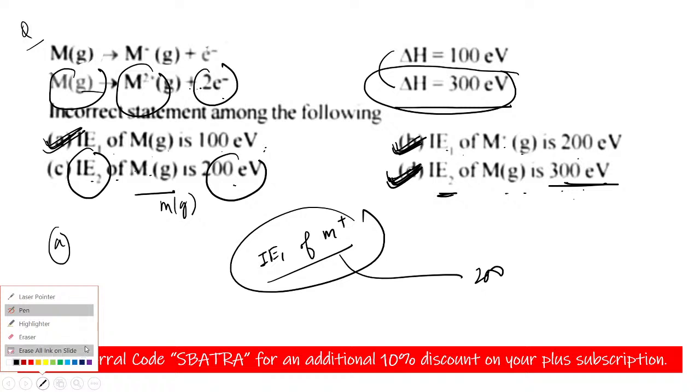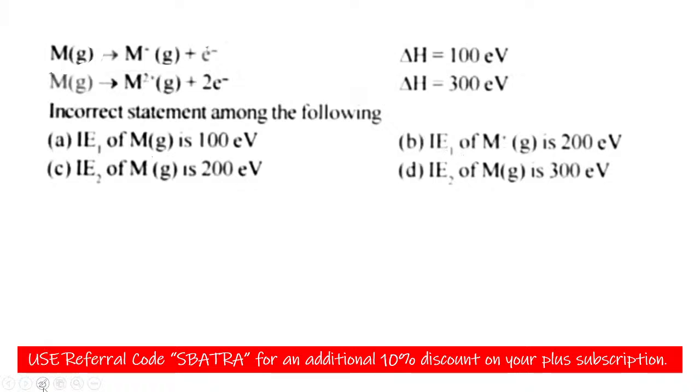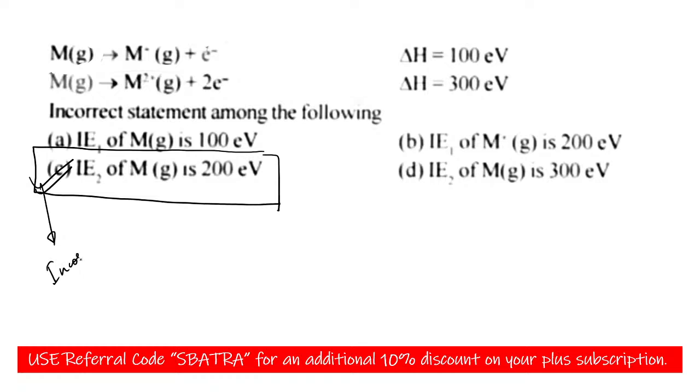So the correct answer is not D, the correct answer is option C. Option C is basically the incorrect statement. IE2 of M gas is 200 electron volts. I think the correct answer is option C. I'll recheck this question again and we'll let you know the correct answer. So let's go to the next question.